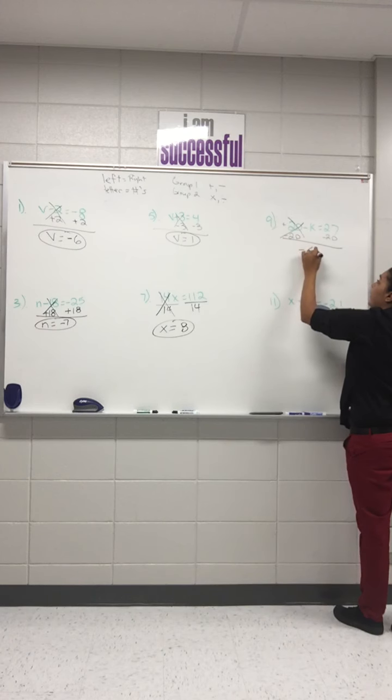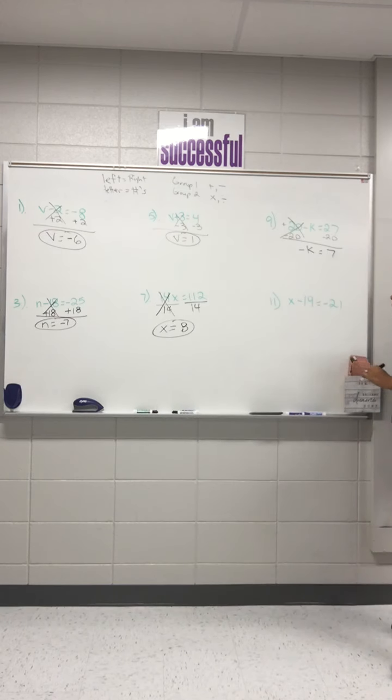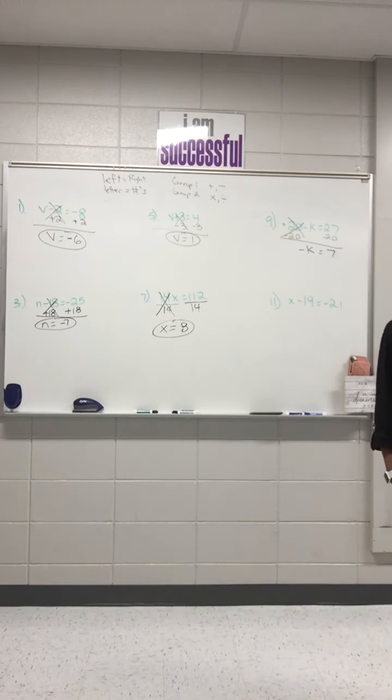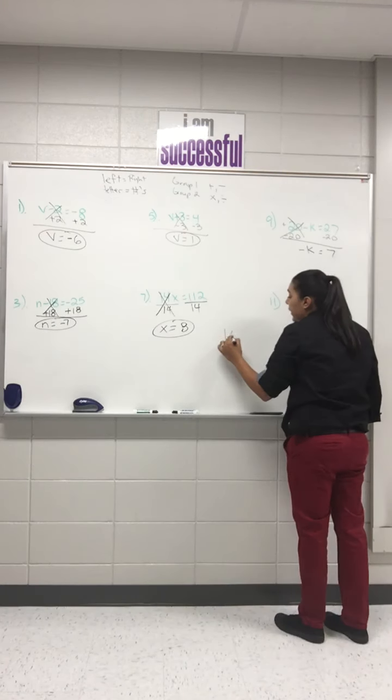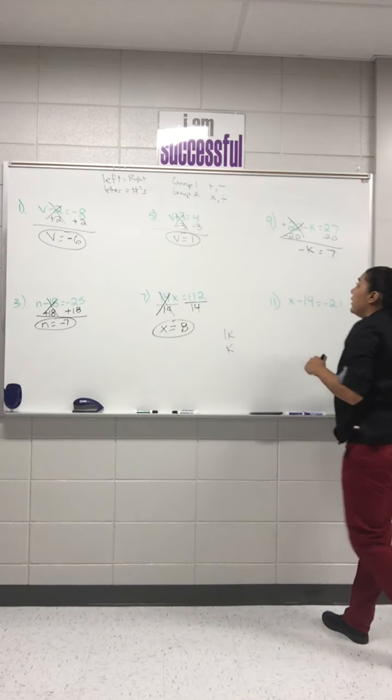So I got a negative k, don't forget the negative, equals 7. What else? Right. 7. Okay? Now, is k by itself? Well, if k was by itself, it would either have to be just 1k or just k. Okay? This is a negative k, so we need to move that negative.